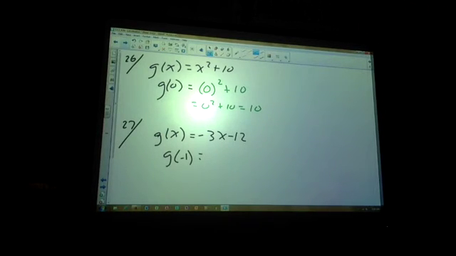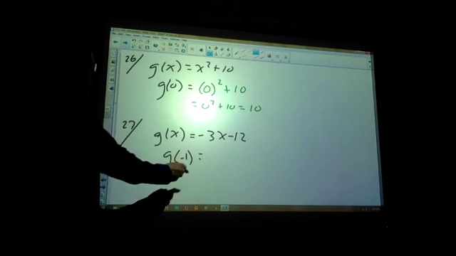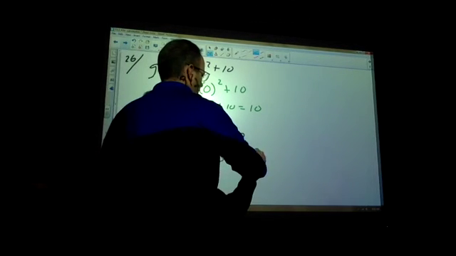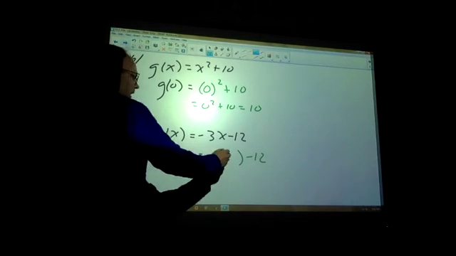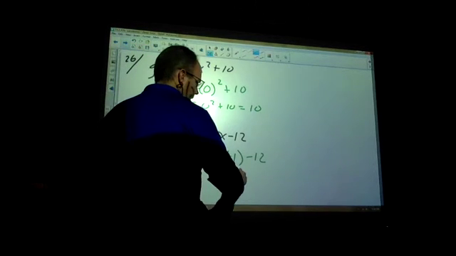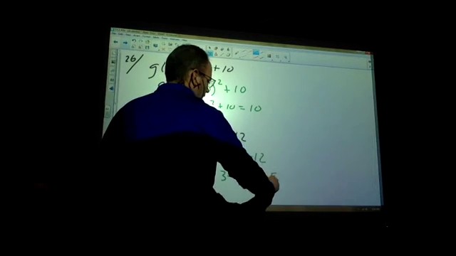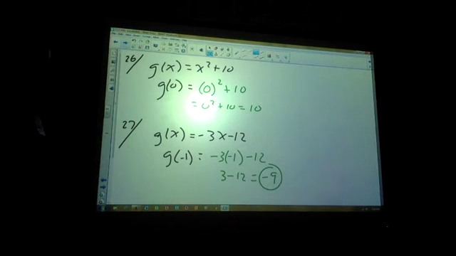Number 27, I'm plugging negative 1 in for x. There had been an x there. I'm going to plug negative 1 in. So it's going to give me 3 minus 12, which is negative 9. The answer to that is negative 9. The point would have been negative 1 comma negative 9 if they'd asked for the point.